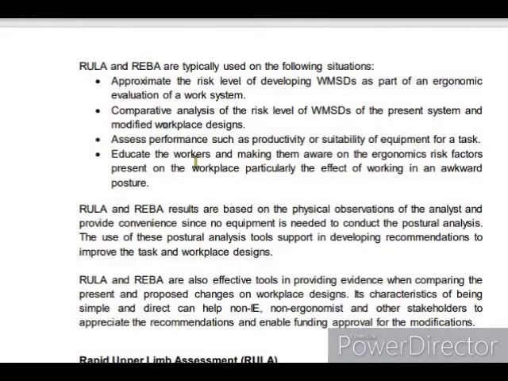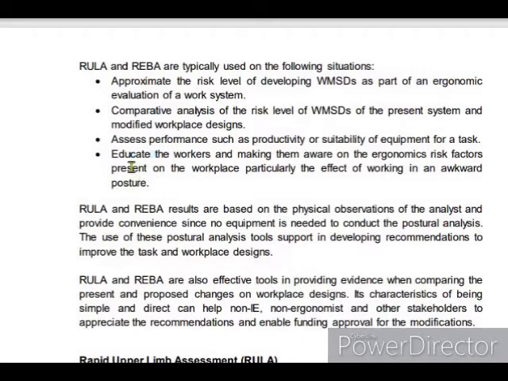So, pwede rin tayong gumawa ng analysis. Sabihin, yung analysis ng risk ng WMSDs sa present tsaka dun sa modified workplace, ipagko-compare natin. Okay? So, next, assess performance such as productivity or suitability of equipment for a task. So, yung mga equipments, malaking bagay yan. Kaya, assess din natin yung performance nila.